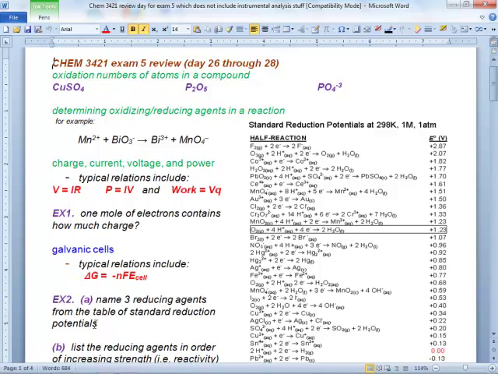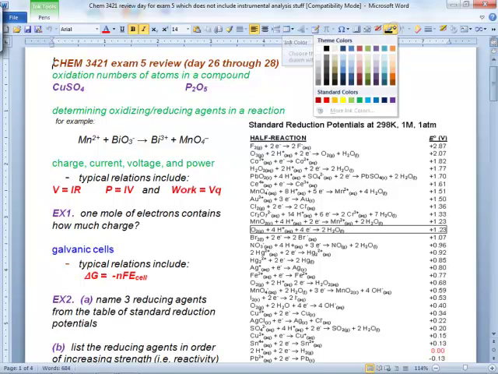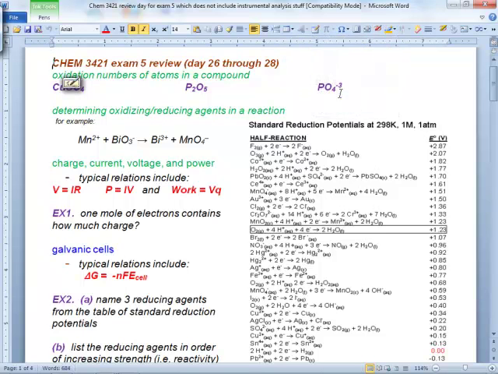So should we give this a shot? Oxidation numbers. There were some problems on that, just starting at the very beginning. What does the copper have to be? You have to remember what sulfate is. Sulfate has a what charge? -2, so the copper has to be +2.